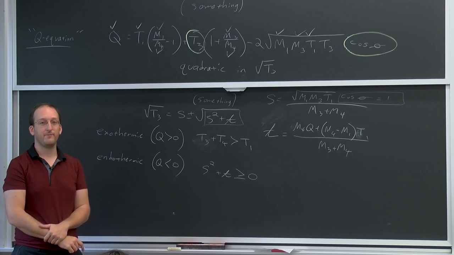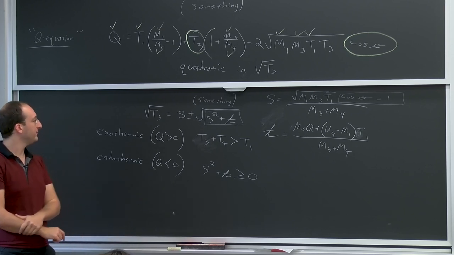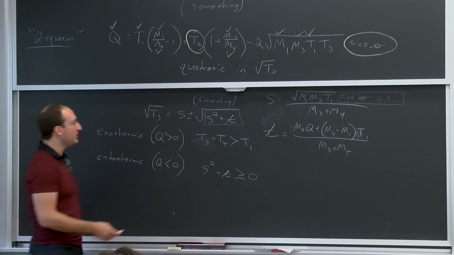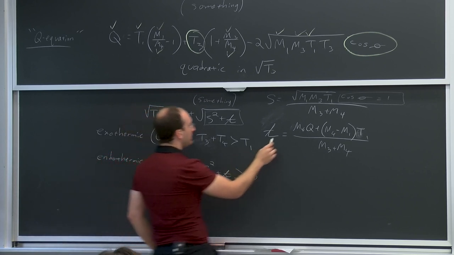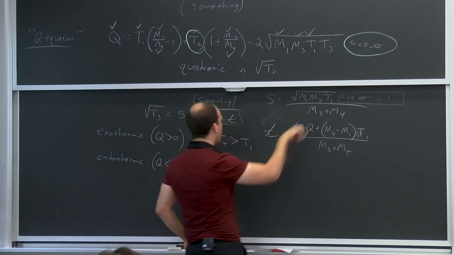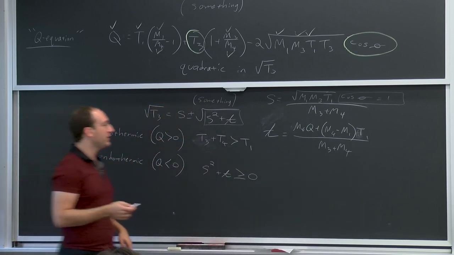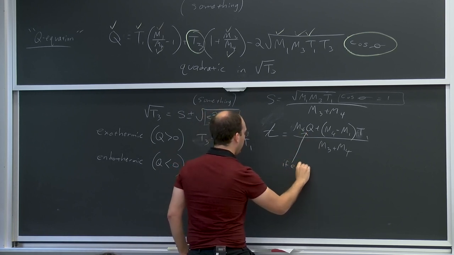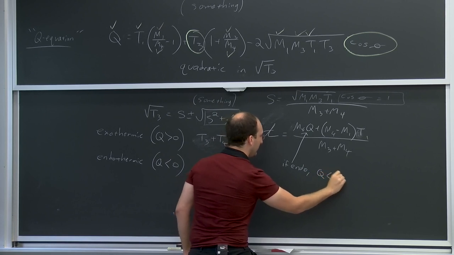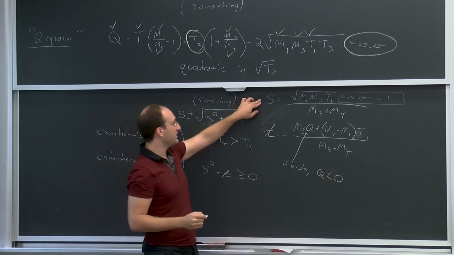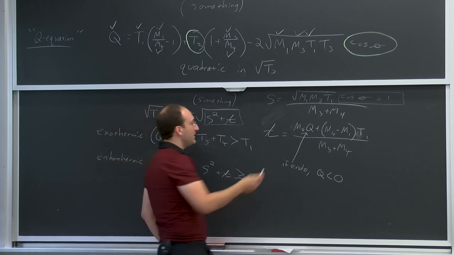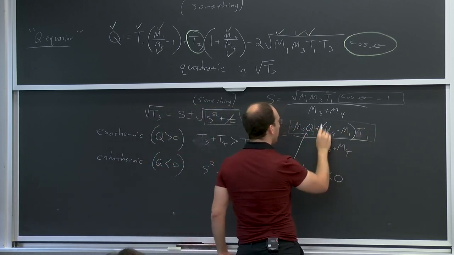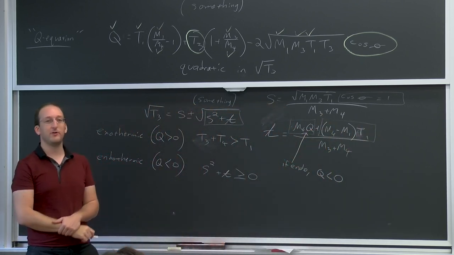Yep? When we say S squared plus T is greater than 0, or greater than or equal to 0 as an endothermic, wouldn't it also be greater than or equal to 0 for an exothermic? It would, but there's a condition here that, in this case, for exothermic, Q is greater than 0, and that condition's always satisfied. For an endothermic reaction, Q is negative, so that's a good point. So if endothermic, then Q is less than 0. And it's all about making sure that that sum, S squared plus T, is not negative. What that means is, in order to balance out the fact that you've got a negative Q here, you have to increase T1 in order to make that sum greater than or equal to 0.